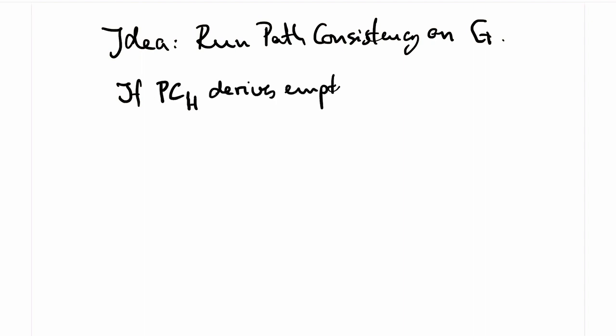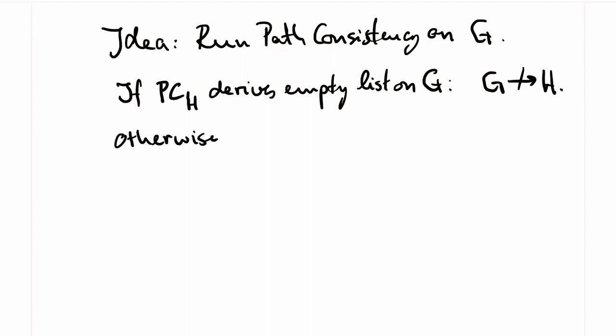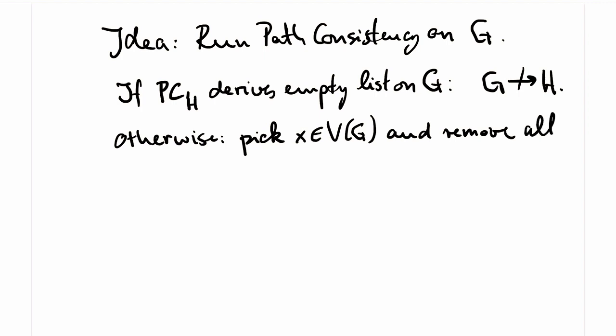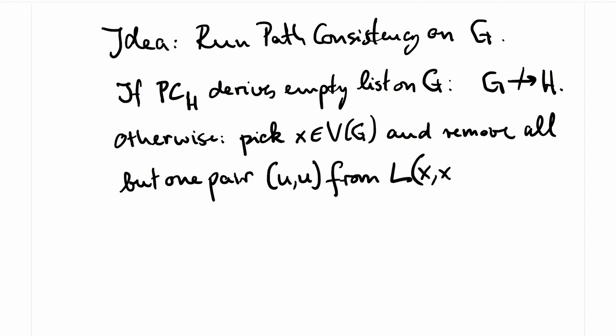Otherwise, a priori, we don't know. So what we do is we pick a vertex of G and remove all but one pair of the form u, u from the list for the pair x, x. Then we restart the path consistency procedure. If an empty list is derived, we know that the pair uu was a bad choice for xx, and we continue with another pair, say vv, from the list for xx.